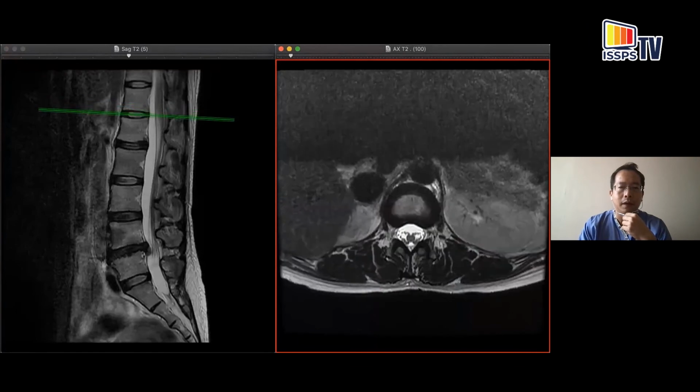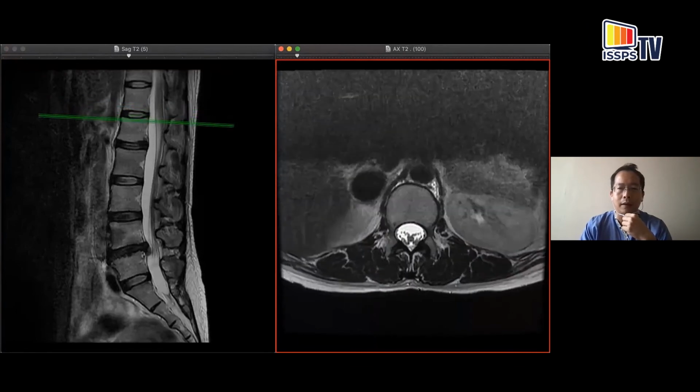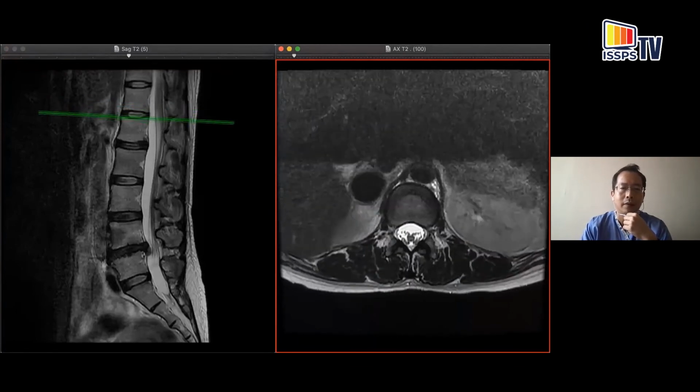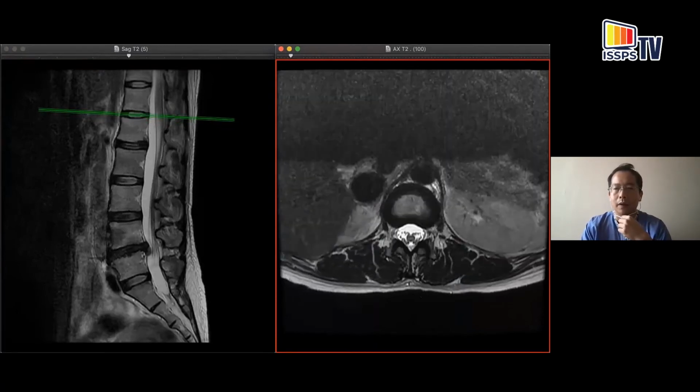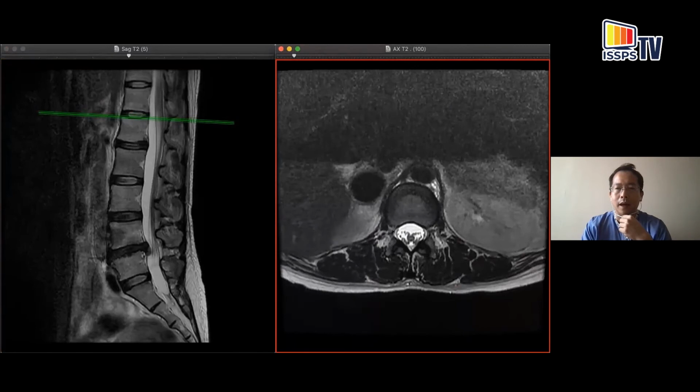So now, if you can see, I'm scrolling down the axial scans. This is 5, 4, 3, 2, 1, and then T12 level. At T12, the spinal canal is nice and cylindrical, round in shape. The tip of the conus medullaris and then the cauda equina nerve roots starting to emerge.